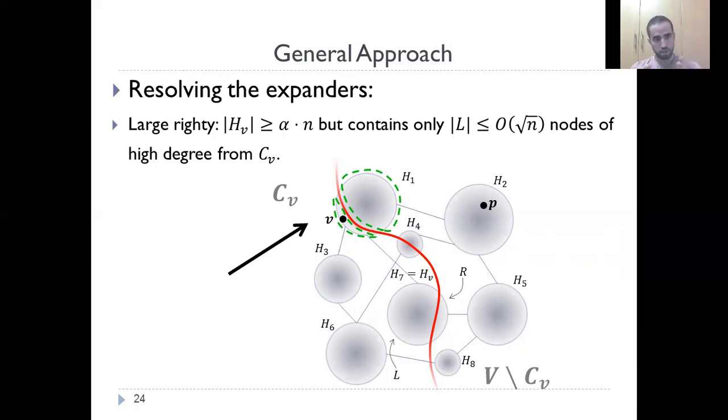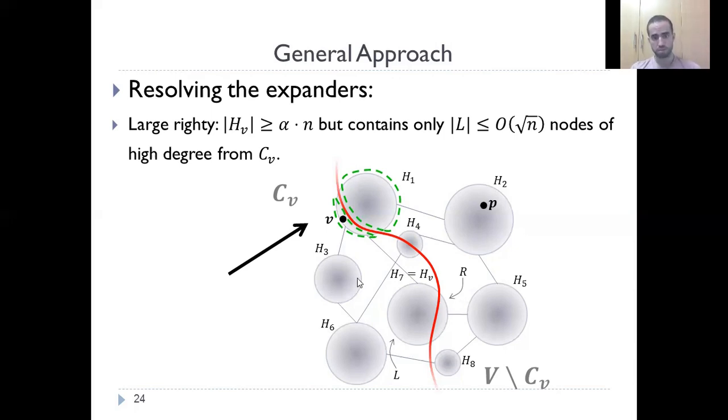So if we have a large righty, let's consider H1 in this case. We know that this expander has a lot of nodes, but at most square root n nodes of high degree from the side of V in the cut. In this case, we are going to apply the isolating cuts procedure. We're going to pick each node from the expander to be a terminal for that procedure with probability 1 over square root n. And then we're going to repeat square root n times.